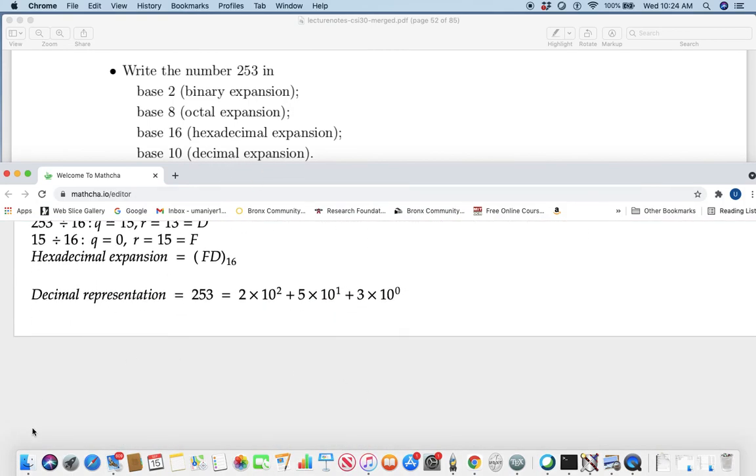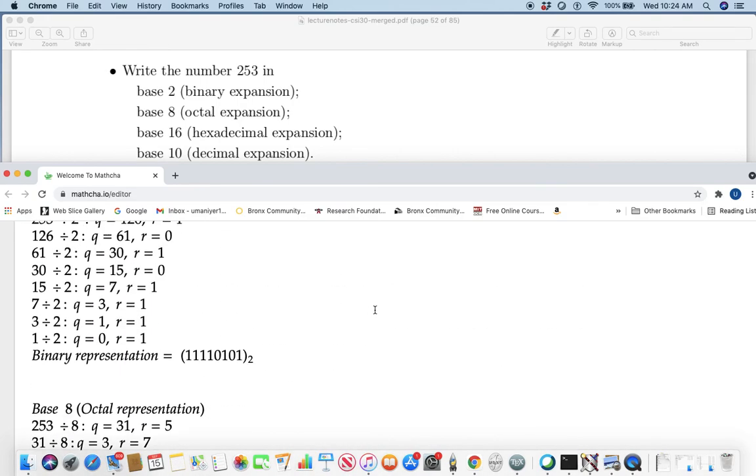What about decimal expansion? Well, it just means 253 as we understand: 200 plus 50 plus 3. That's what this is. That's what these expansions are.